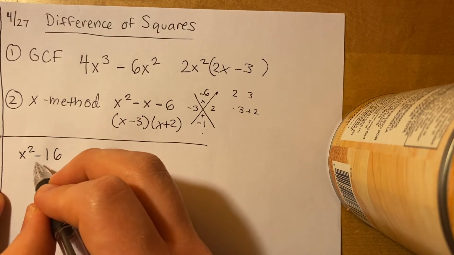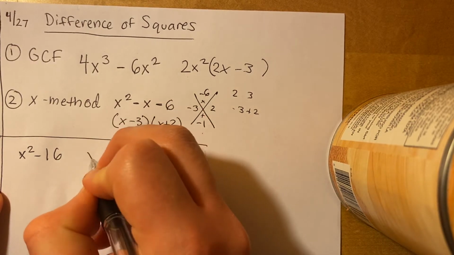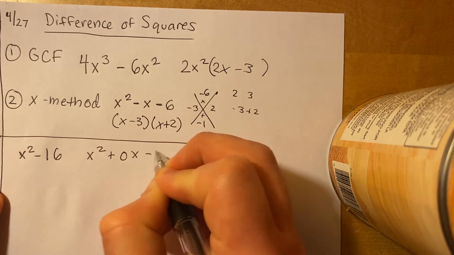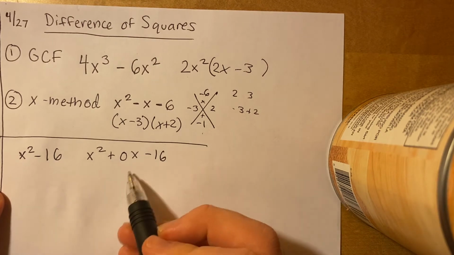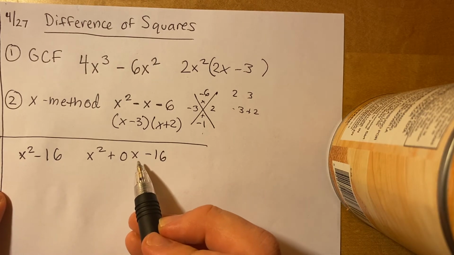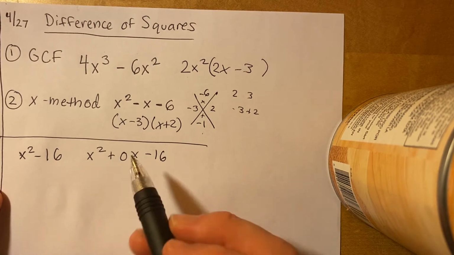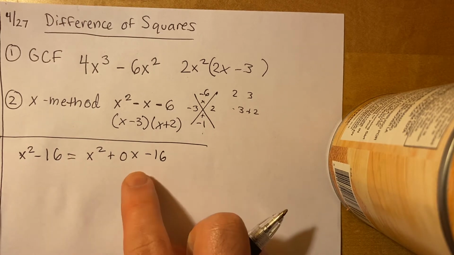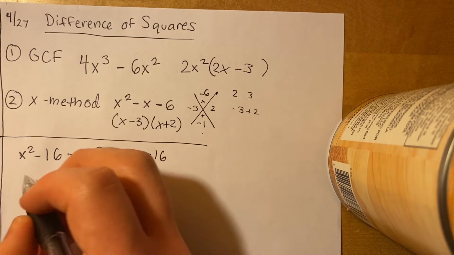So I can rewrite this as x squared plus 0x minus 16. This is just 0. Even though it's in front of an x, it's just 0. So these are the same. Okay, well now that I have three things like that, I can go to my x method.